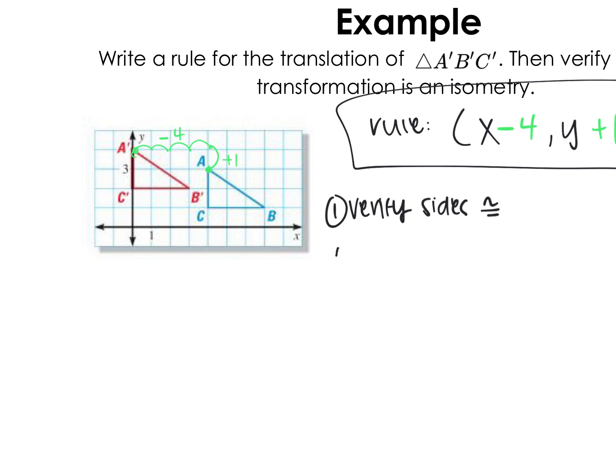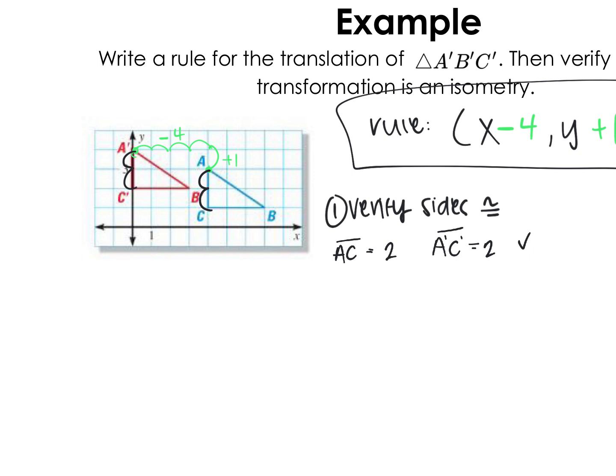I'm going to start with maybe AC, this side. And let's figure out if this is the same. From A to C in our original triangle, it's 1, 2. And in A prime and C prime in the new triangle, that one is 1, 2 as well. Cool. So we know those sides are the same.